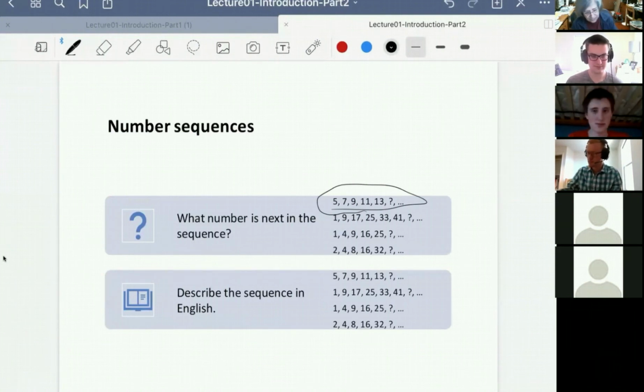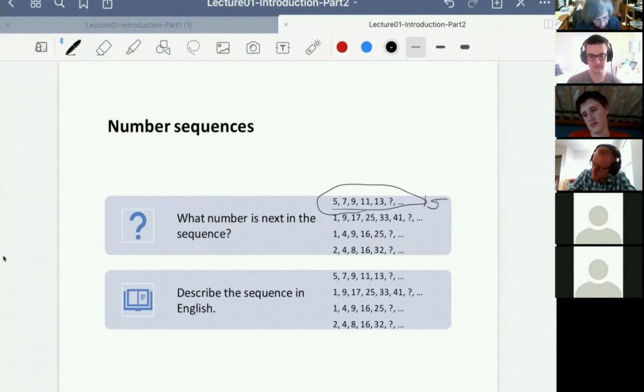Well, it's 15. Why is it 15? Simply because it's pretty straightforward to observe 5, 7, 9. The next one always differs from the previous one by 2. Another way of saying it is it's all the odd numbers starting with 5. It doesn't start with 1.